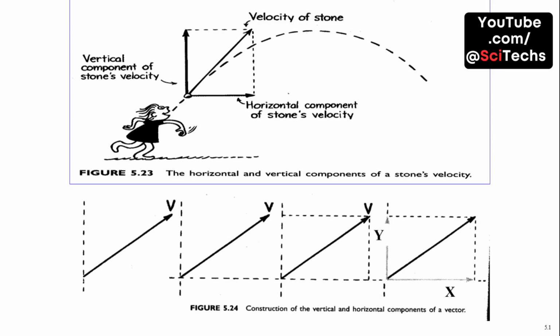The horizontal and vertical components of a stone's velocity can be constructed to understand its overall motion. This helps in analyzing projectile motion and predicting the path of moving objects.